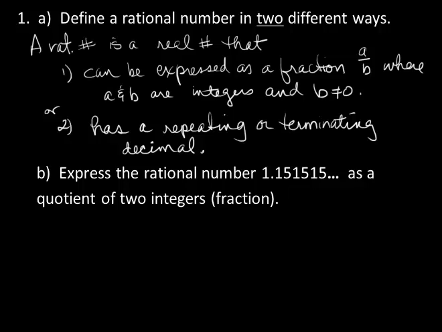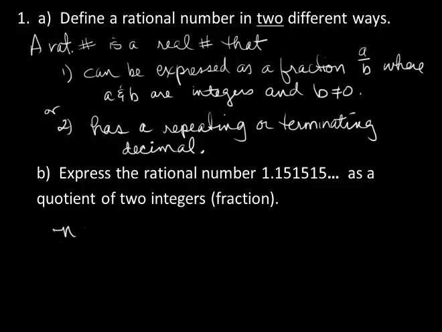And so since these are two alternate definitions, we should be able to take a repeating decimal, express it as a quotient, and take a fraction and express that as a repeating decimal. Now, I don't think we expressed a fraction as a repeating decimal on this, but you know what you do. You divide the denominator into the numerator and find the decimal representation. So here, part B, express the rational number 1.151515 ... as a quotient of two integers, as a fraction.